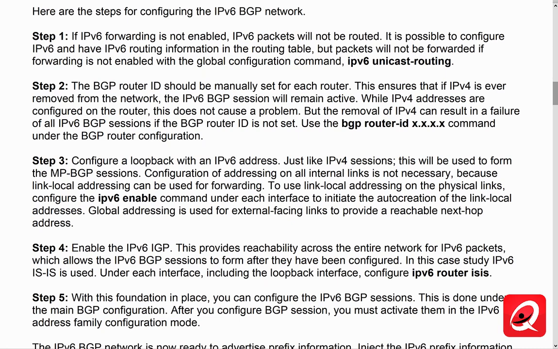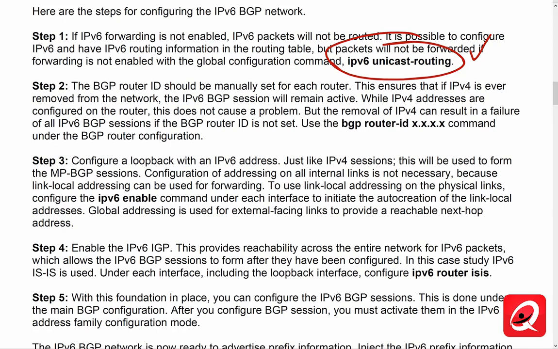Step one, if IPv6 forwarding is not enabled, IPv6 packets will not be routed. So the first thing that you have to do is to enable IPv6 unicast routing. This is not required to configure V6 on the interfaces. Router interfaces have the ability to have V6 configured on them without IPv6 routing enabled. They basically just become host interfaces or hosts in the V6 domain. So that's a really important concept. But if you try to implement a V6 address family without implementing the IPv6 unicast routing command, it's not going to work anyway. But that is to enable V6 routing globally on the router.